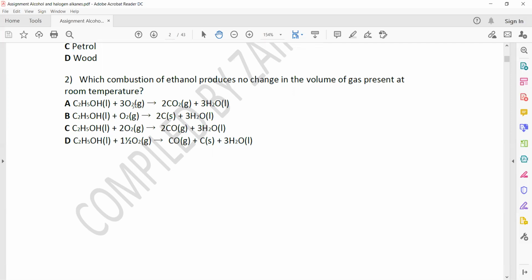So C is the right answer, because here you have 3 moles, 2 moles of a gas, 1 mole of a gas, and there is no mole of a gas. 2 moles of gas in the reactant and 2 moles of gas in the product. So the moles of gas are the same, they will occupy the same volume. So there will be no change in the volume of a gas present at room temperature.